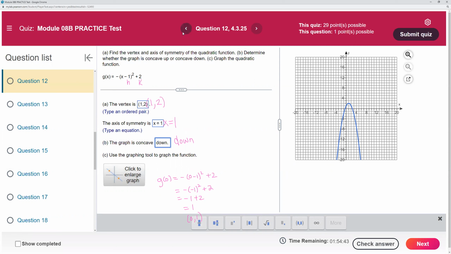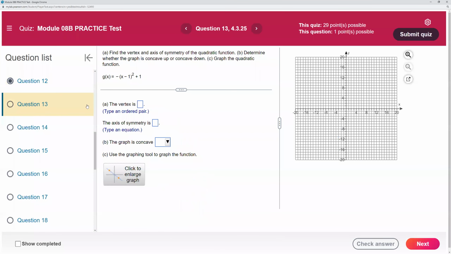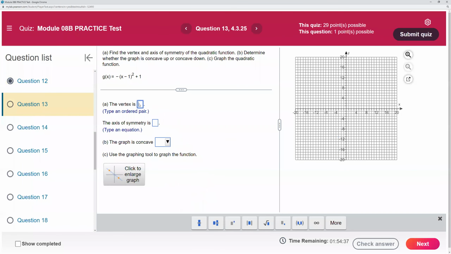My next one, I'm going to go ahead and clear the drawing, is the one right after that, number 13. It's exactly the same type, so let's see if we can do this one quicker. The vertex here would be opposite of what we see inside, so that's a 1, comma, and then the outside is also a 1. So this time our ordered pair is (1, 1). That means my axis of symmetry is x equals 1. Again, I have a negative in front, so I'm going to be concave down.